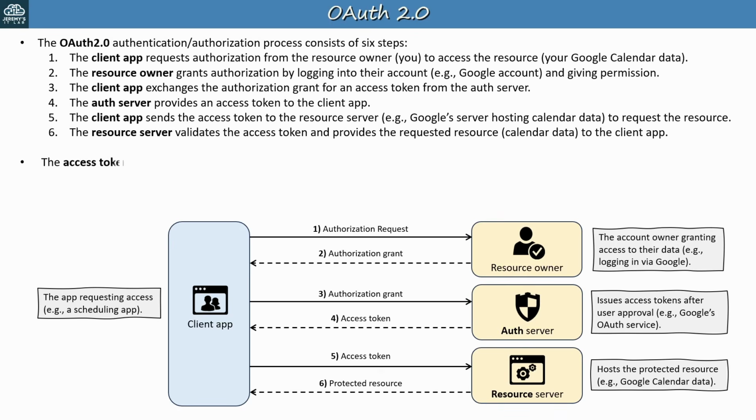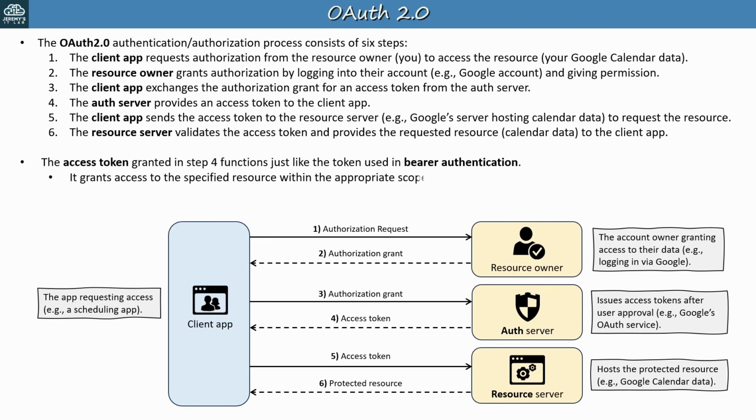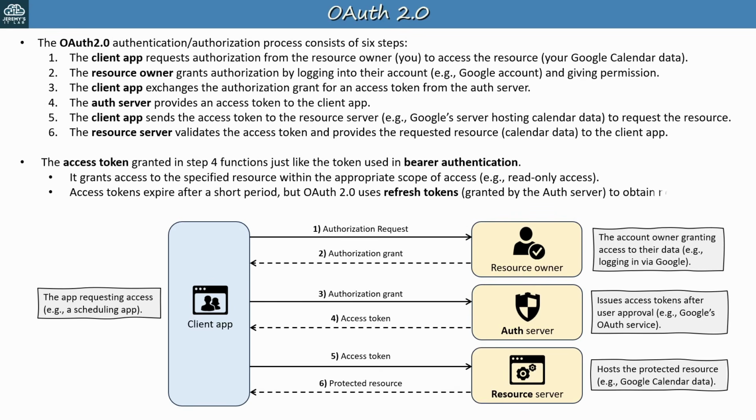The key part of OAuth 2.0 is the access token issued in step 4. It functions like the tokens we saw in bearer authentication. It grants access to the specified resource within the allowed scope, for example, read-only access. And just as in bearer authentication, access tokens expire after a short period, which helps improve security.